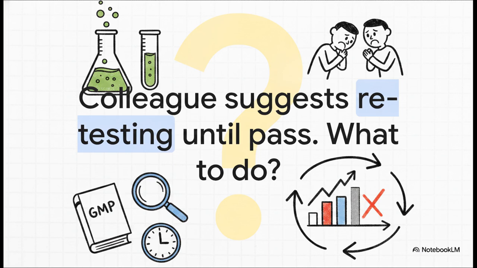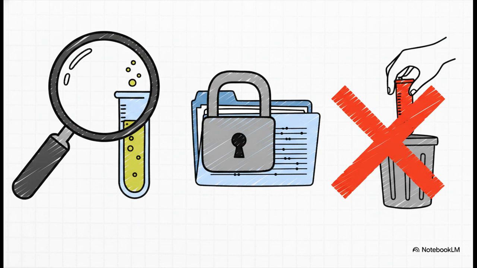All right, let's look at a super dangerous lab scenario. You hit an OOS result. A colleague leans over and quietly suggests you just test the sample a few more times until you get a passing number, and then just report that passing average. What do you do? You immediately trigger a formal OOS investigation.